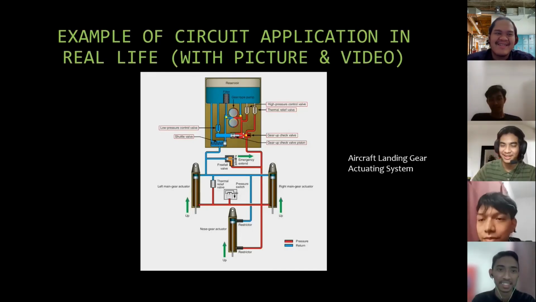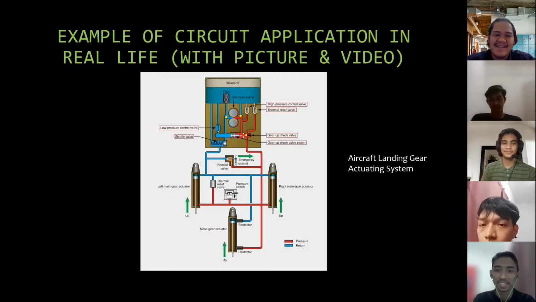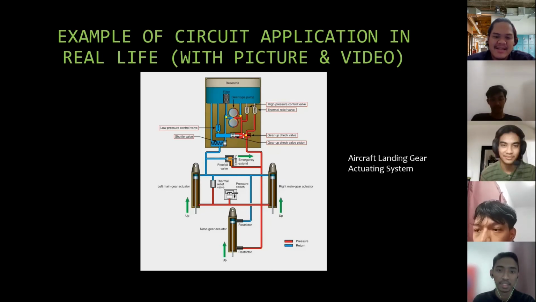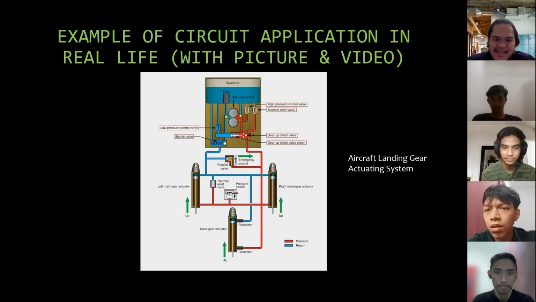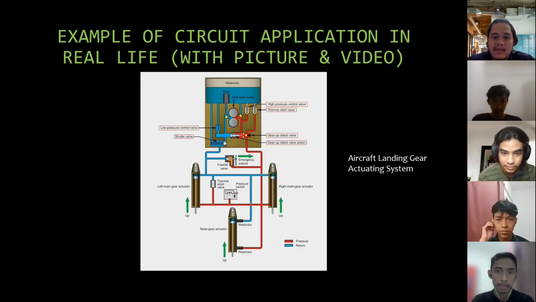Okay, so lastly we're going to talk about an example of circuit application in real life. As you can see in the figure, it is an aircraft landing gear actuating system. You can see the components in the figure like restrictor, nose gear actuator, right main gear actuator, left main gear actuator, thermal relief valve, pressure switch, free fall valve, emergency extend, gear up check valve, gear up check valve piston, shuttle valve, low pressure control valve, thermal relief valve, high pressure control valve.